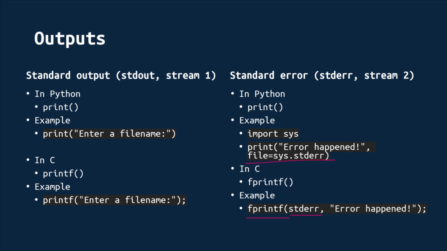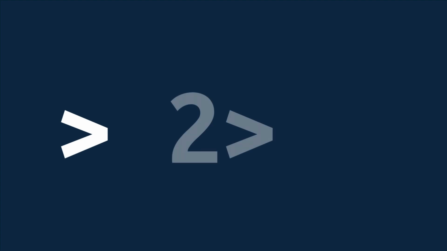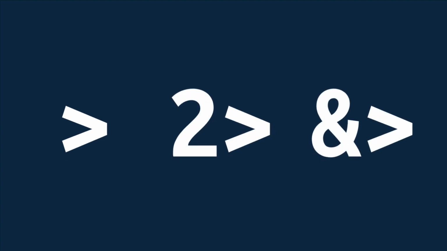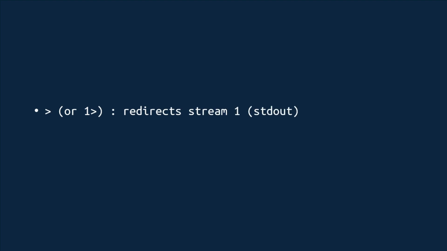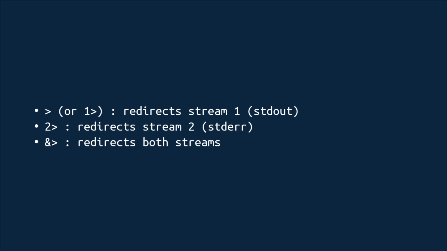So why do we care about streams? Because they have a direct link with these symbols. These symbols are called redirect symbols, and they redirect output from the terminal to a file. But the key point is that not all of them redirect the same stream that we talked about earlier. The greater than symbol redirects stream 1, which is stdout, to a file. The 2 greater than symbol redirects stream 2, which is stderr. And ampersand greater than redirects both stdout and stderr to the same file. This is super useful when you want to capture everything a program produces.